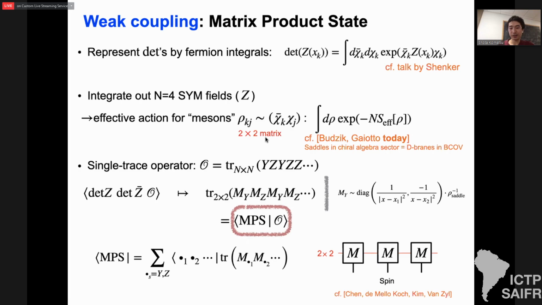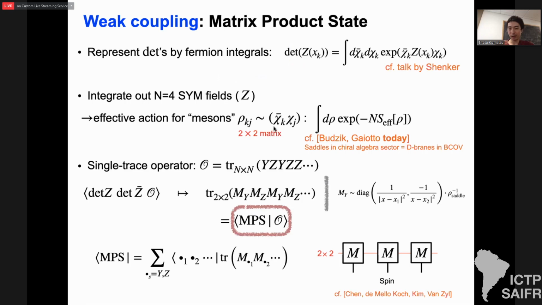Another nice feature is that if you write the effective action of the meson, it comes with a factor of N in the large N limit. So in the large N limit, you can actually evaluate it at the saddle point. There was a very nice paper today, which basically showed that the saddles of this rho integral in the chiral algebra sector are in one-to-one correspondence with the D-branes in BCOV theory, in the context of twisted holography by Costello and Gaiotto.